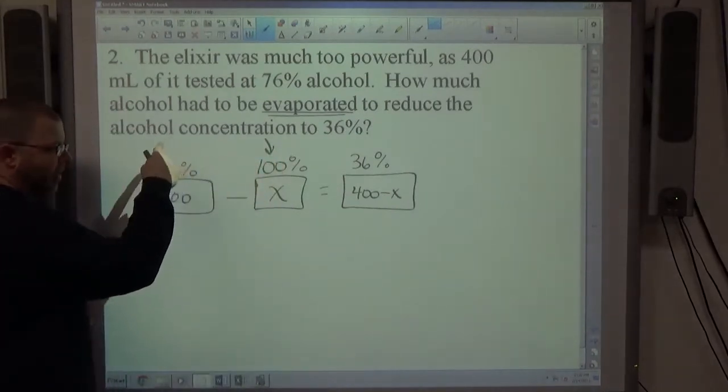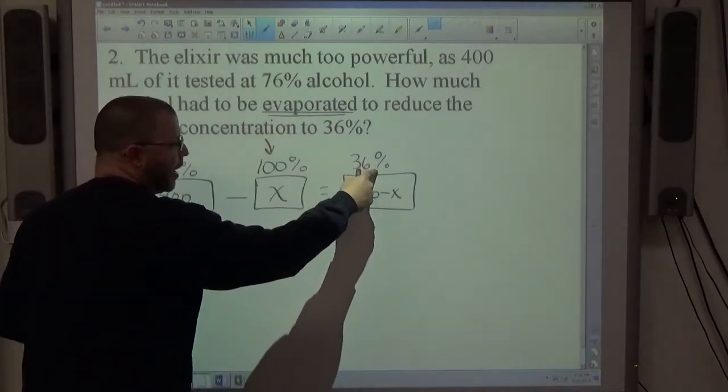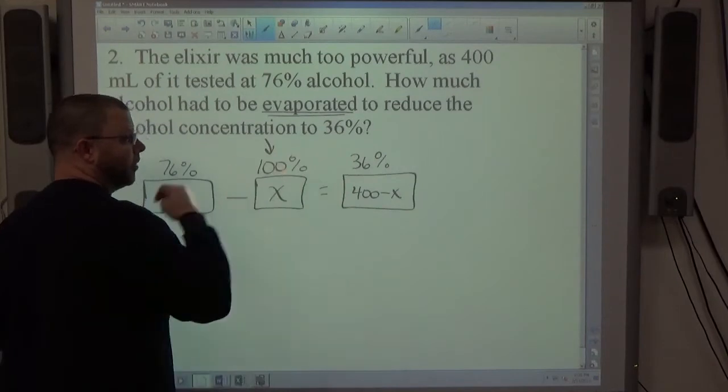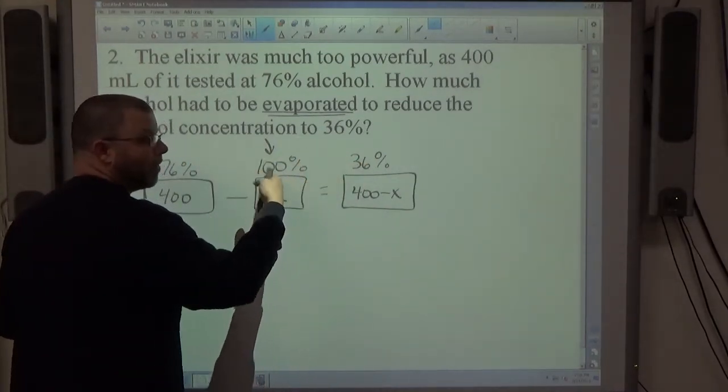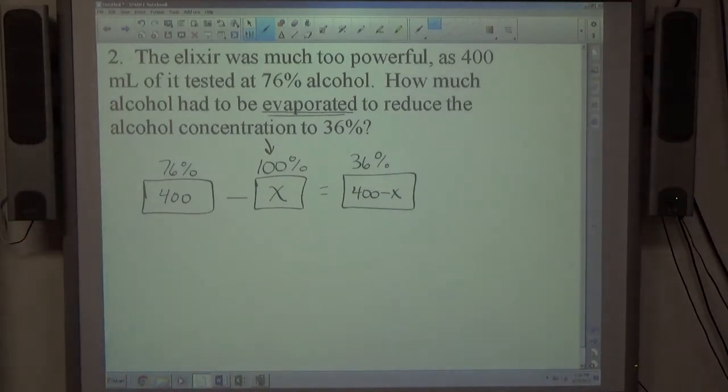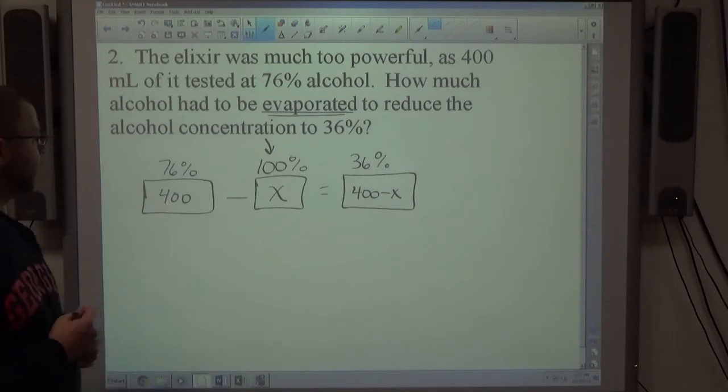So look at the percents. Percent alcohol, evaporating pure alcohol, so 100. If it was, let's say, salt, and we're evaporating water, that'd be 0% water. So again, do the percentages deal with the same material or not? That tells you whether it's 100 or 0 there.